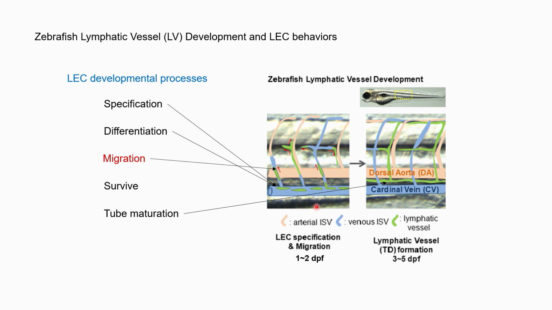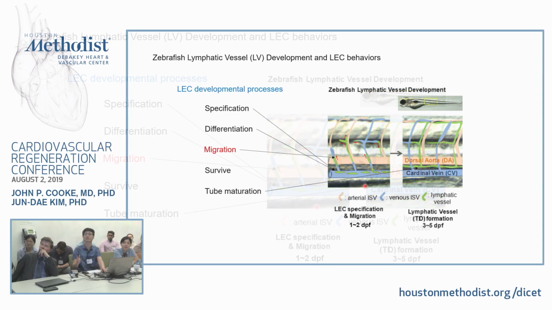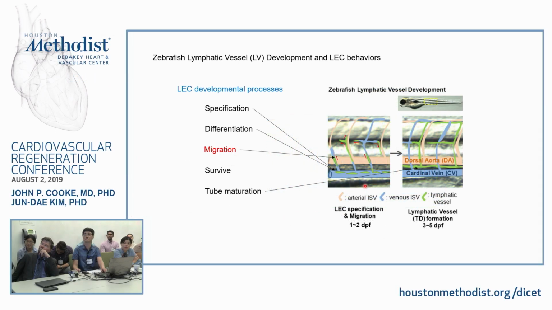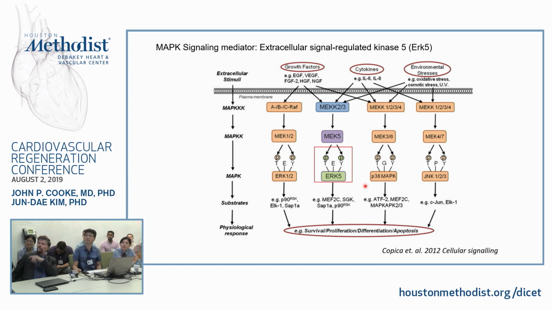In lymphatic endothelial cell development, there are several different processes. They need specification, differentiation, migration, and survival, as well as maturation. In this study, my major gene is ERK5. ERK5 is one of the MAP kinase signaling mediators. There are several different types of MAP kinase mediators. Each MAP kinase signaling cascade responds to growth factors or cytokines, G proteins, as well as oxidative stress.